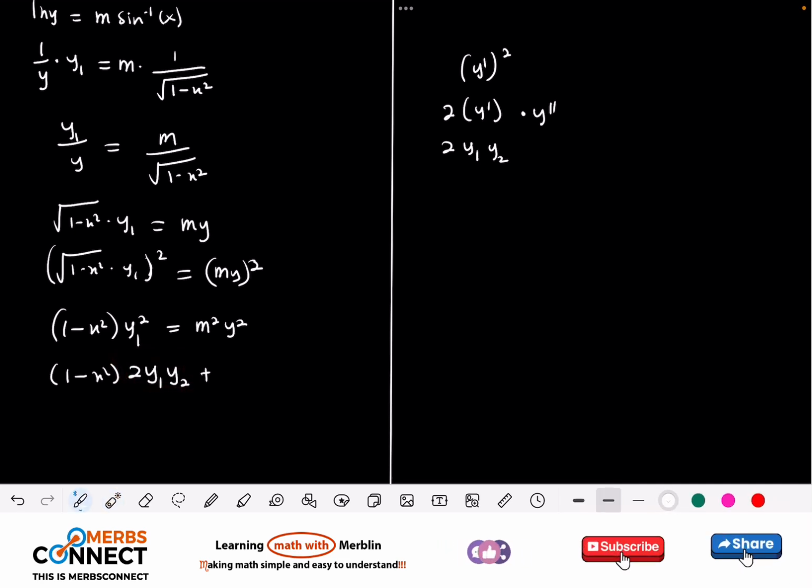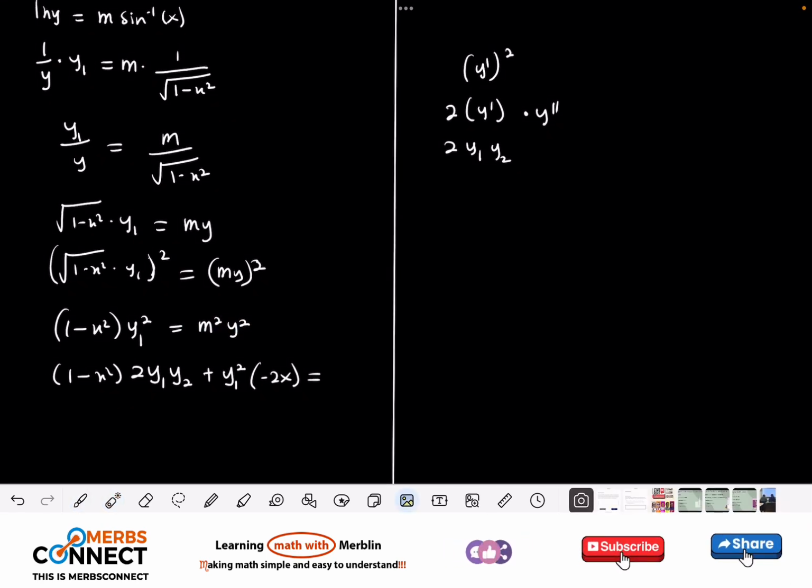Then plus, now first I maintained this and I differentiated this. Now I need to maintain this and differentiate this. So I maintain y1 squared and I differentiate what is inside the bracket here. I'm going to have negative 2x, which is equal to, the m here is constant, so I'll just differentiate this, which is going to give us m squared.